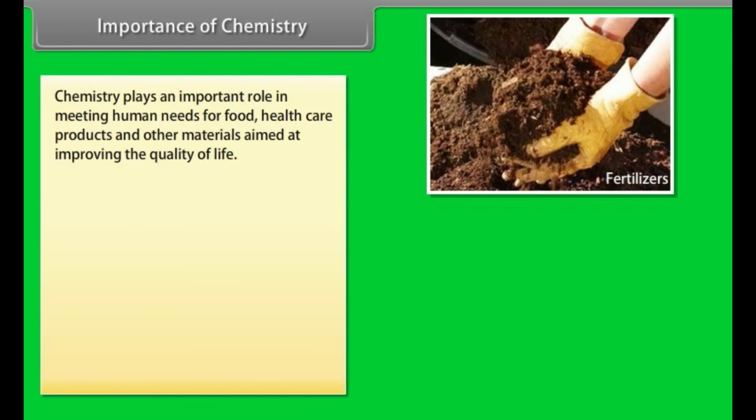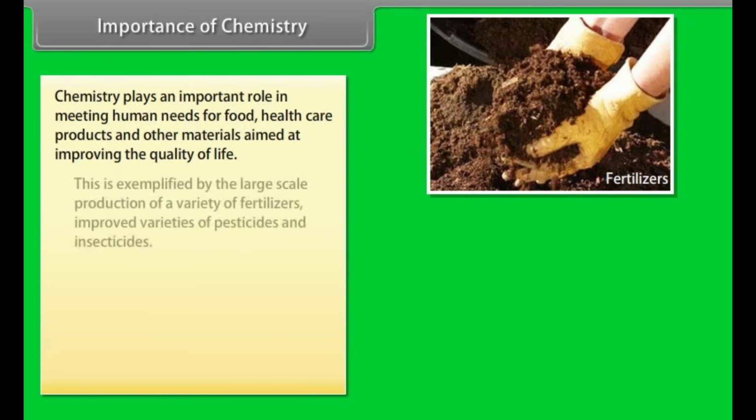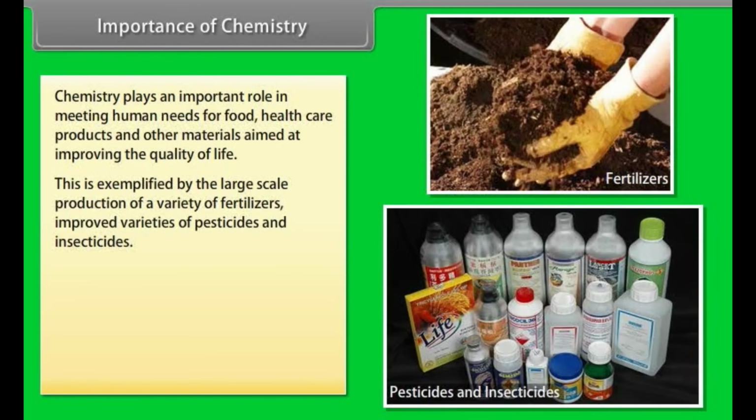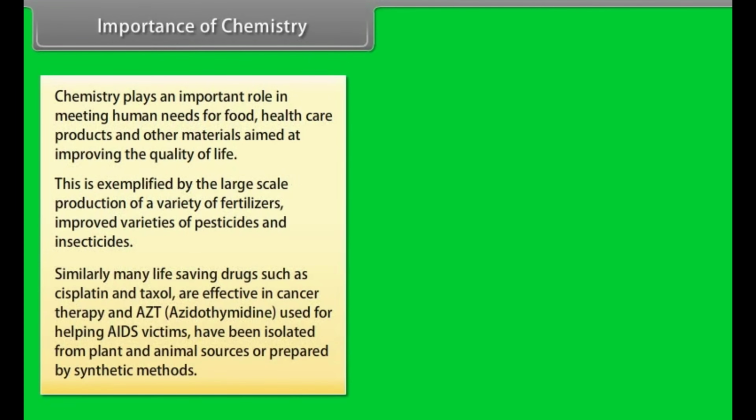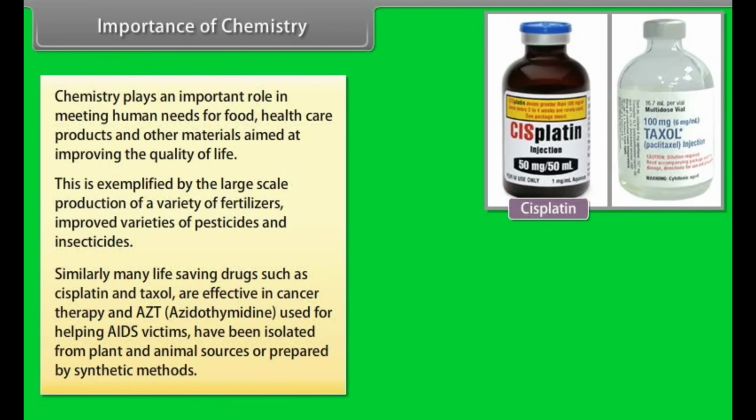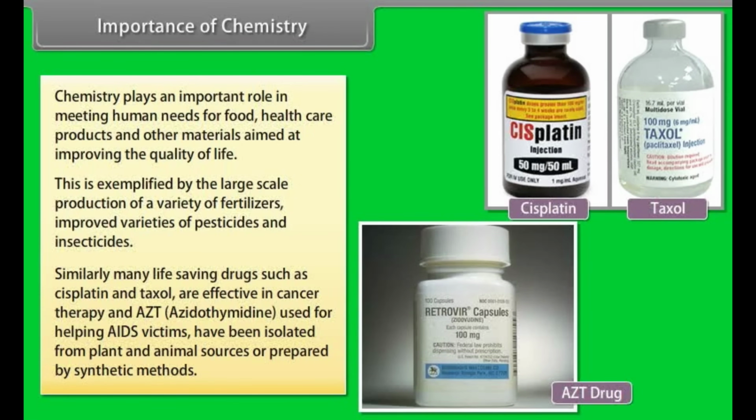Importance of chemistry. Chemistry plays an important role in meeting human needs for food, healthcare products, and other materials aimed at improving the quality of life. This is exemplified by the large-scale production of a variety of fertilizers, improved varieties of pesticides and insecticides. Similarly, many life-saving drugs, such as cisplatin and Taxol, are effective in cancer therapy, and AZT, zidothymidine, used for helping AIDS victims, have been isolated from plant and animal sources or prepared by synthetic methods.